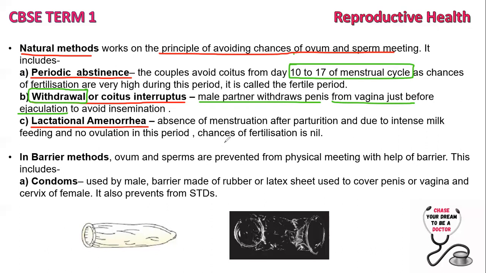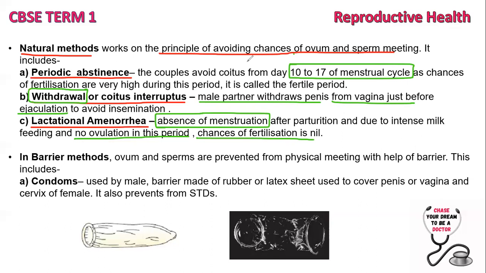Coming on to lactational amenorrhea. What is amenorrhea? Absence of menstruation. So during the process of intense feeding or intense lactation, chances of fertilization are nil because there will be a complete absence of menstruation after parturition for the next few months. So during intense lactation, no ovulation is there, so chances of fertilization are also nil.